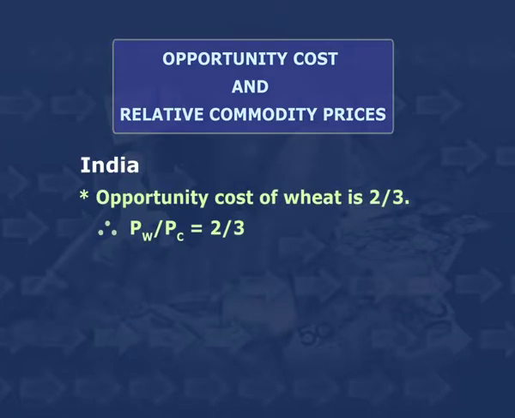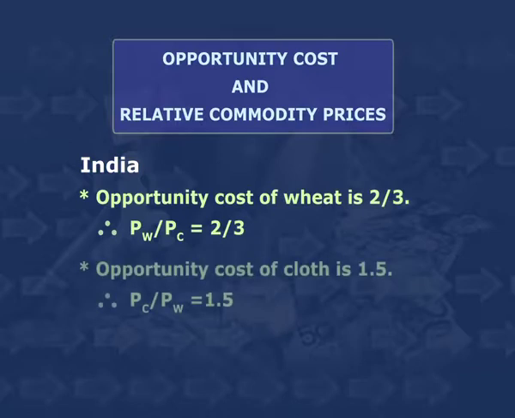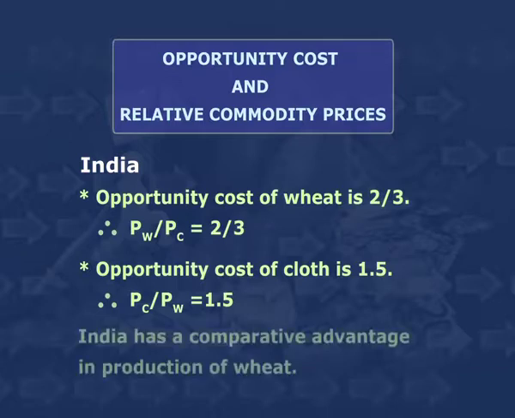The opportunity cost of wheat in India is 2/3. Therefore, PW by PC is equal to 2/3 in India. Similarly, the opportunity cost of cloth in India is 1.5. Therefore, PC by PW is equal to 1.5. It shows that the relative price of wheat is lower than the relative price of cloth in India. Hence, India has a comparative advantage in the production of wheat.